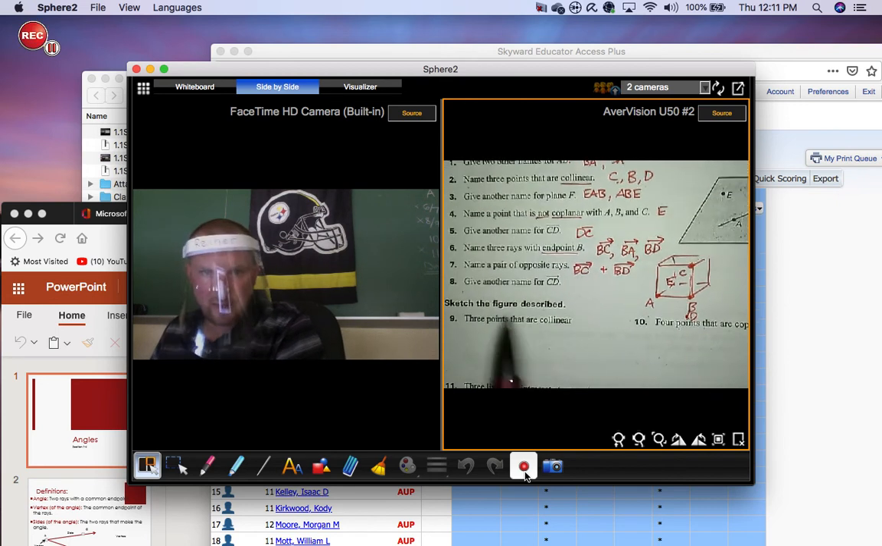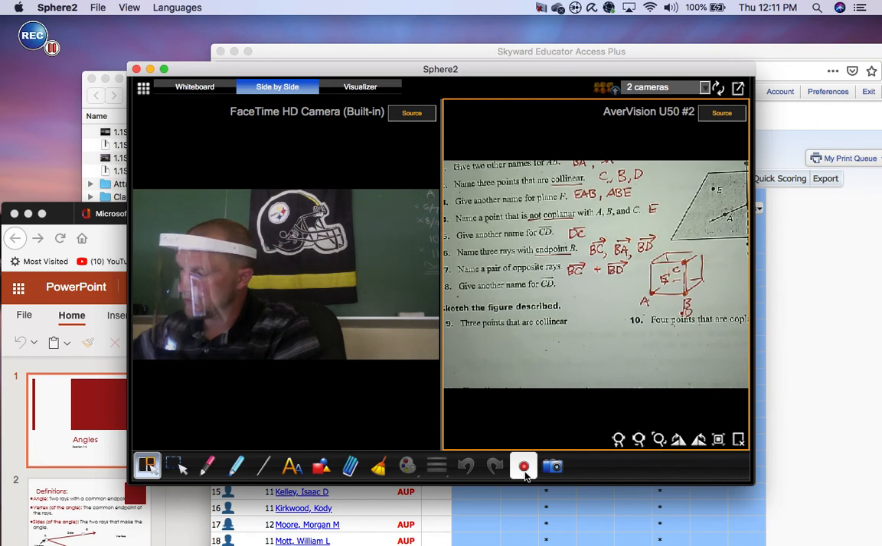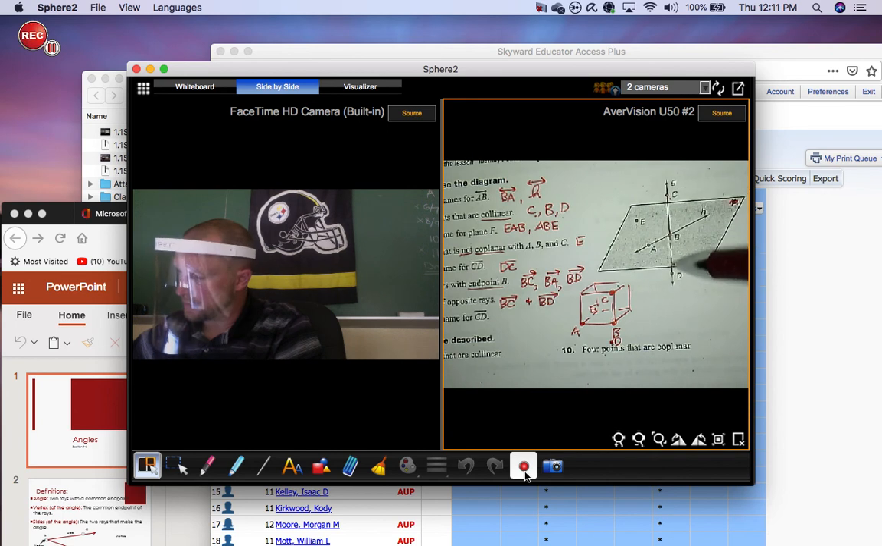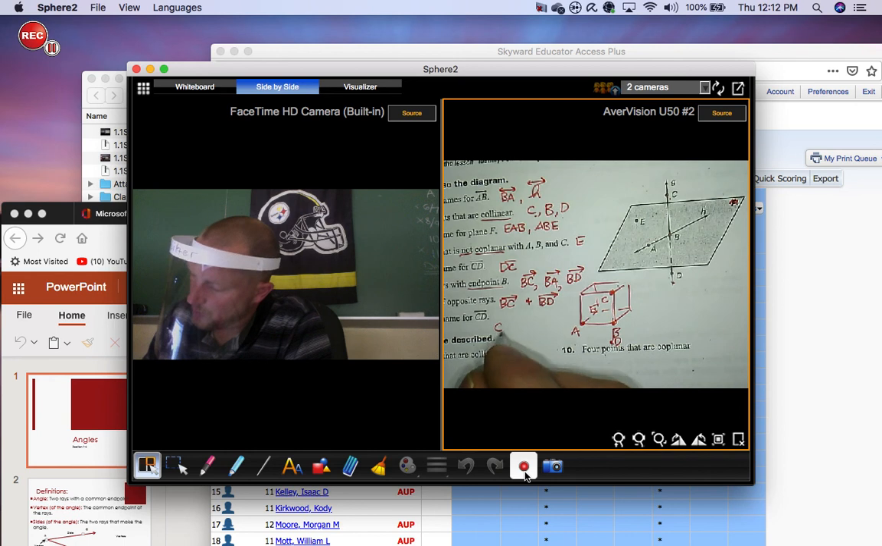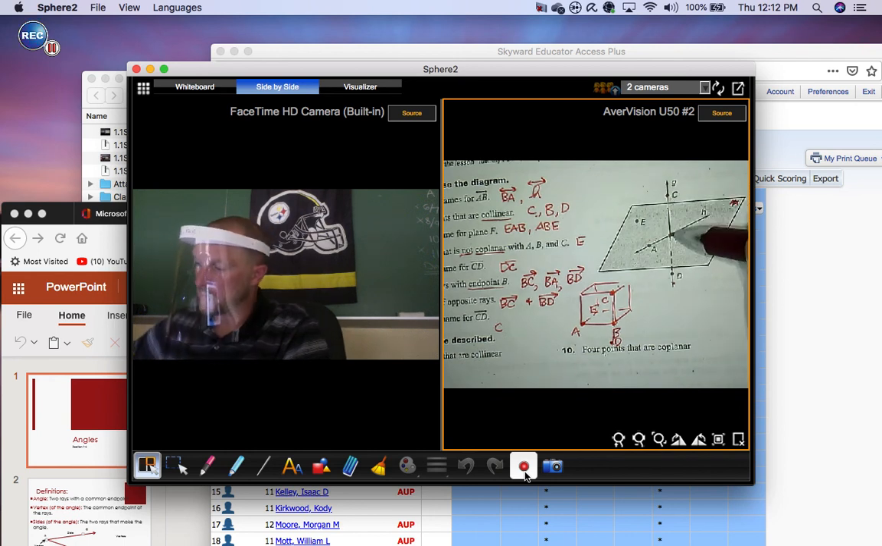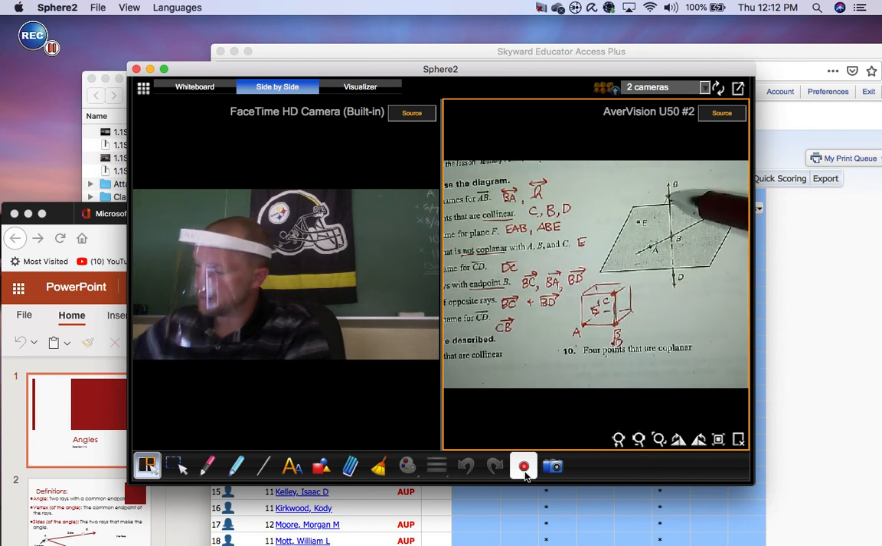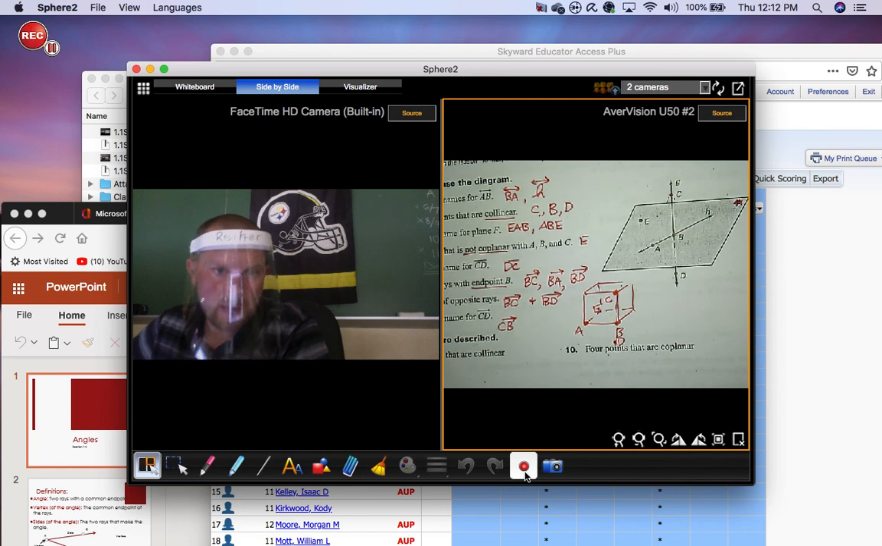Okay, number 8, give another name for ray CD. So we're starting at C, and going towards D forever. That's a ray. If you reverse the letters, that's not the same ray, because that ray would be now going upwards, not downwards. Can you think of another ray that goes downwards, or another way to name that same ray? Okay, so we have to have the same endpoint to be the same ray. We're going to go towards B forever. So ray CD and ray CB, different names for the same exact ray.